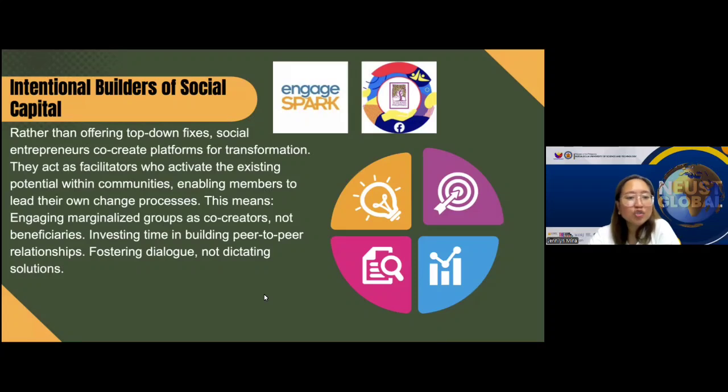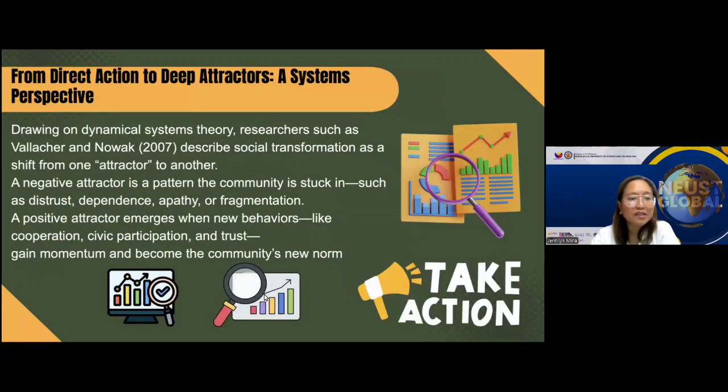So from direct action to deep attractors, this is a systems perspective. Social change can be seen as a shift from old unhelpful patterns to new positive ones. Communities may get stuck in negative patterns like distrust or apathy. But when cooperation, trust, and participation take hold, these become the new normal, leading to lasting transformation. Example, a village where people once avoided working together may gradually adopt regular community meetings and joint projects, creating a culture of collaboration that replaces the past apathy.